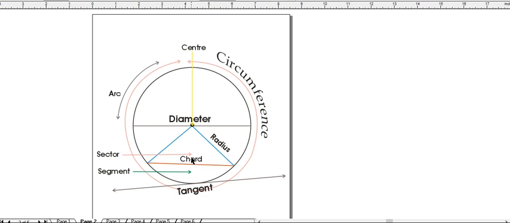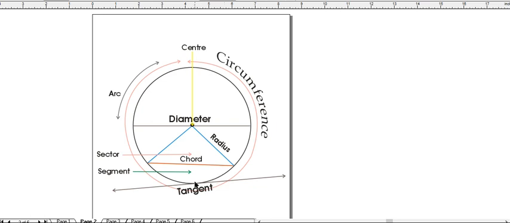So that is sector. Now, there is a particular region too that is being cut out by the chord onto the circumference of the circle. That part that is being cut out, this particular part, is called a segment. Segment, look at the name, segment. Segment is that portion that is being cut out by a chord to the part of the circumference of a circle.